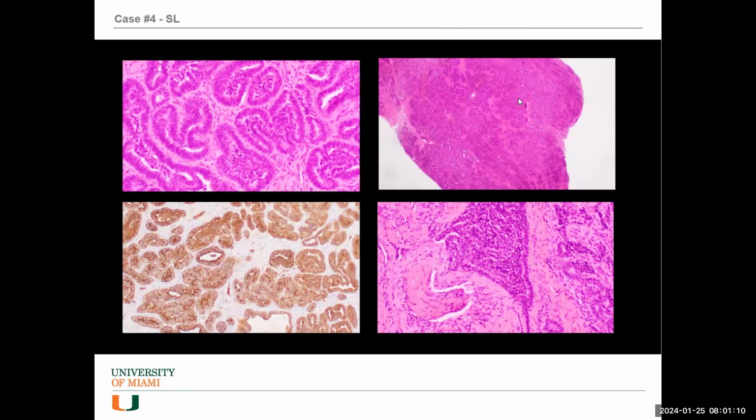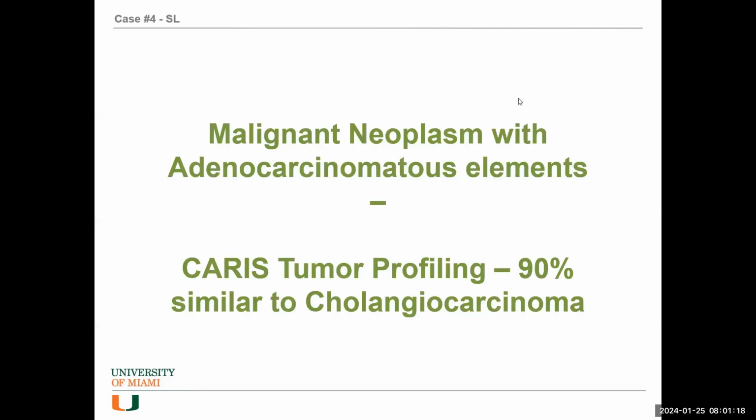I looked at this, and the pathology report suggested Caris molecular profiling. When the actual Caris profiling came back, according to the oncology clinic notes, it was 90% similar to cholangiocarcinoma. So a malignant neoplasm, adenocarcinoma with some elements similar to a cholangiocarcinoma, even though he had no evidence of anything wrong with his gallbladder, which I think was very interesting.